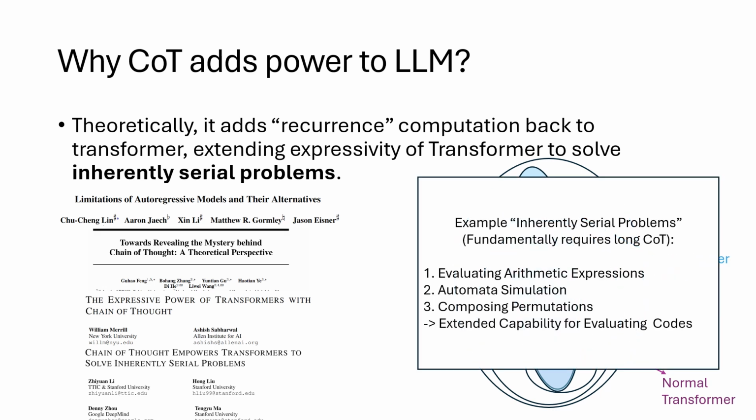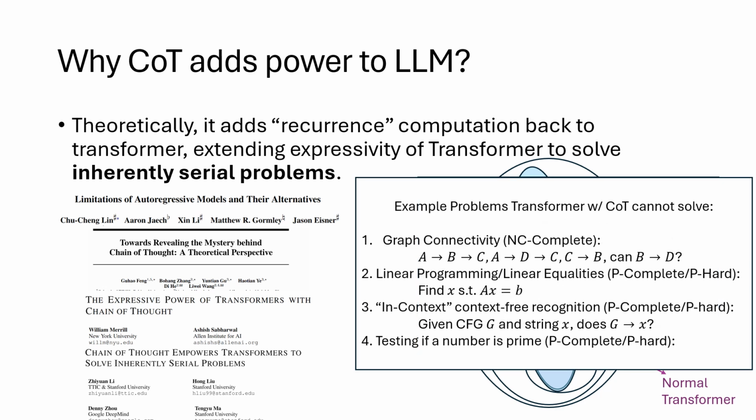To illustrate some examples of inherently serial problems that we can solve if we equip the transformer with long chain of thought, they include evaluating arithmetic expressions, doing automata simulation, and composing permutations. All these combined together give us extended capability for evaluating code and doing math. So we see it performs better on reasoning tasks.